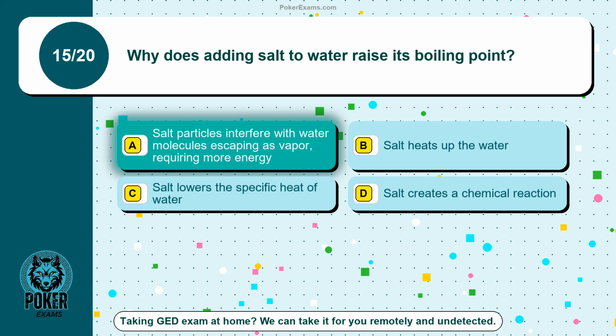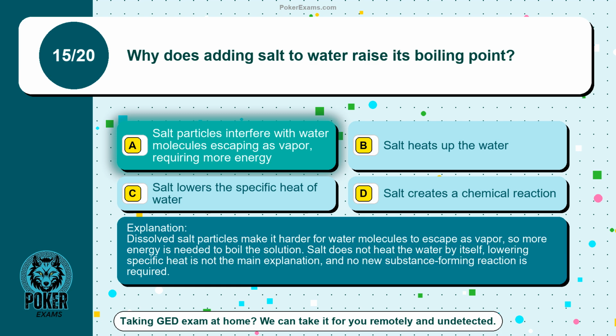The correct answer is option A. Salt particles interfere with water molecules escaping as vapor, requiring more energy. Dissolved salt particles make it harder for water molecules to escape as vapor, so more energy is needed to boil the solution. Salt does not heat the water by itself, lowering specific heat is not the main explanation, and no new substance-forming reaction is required.